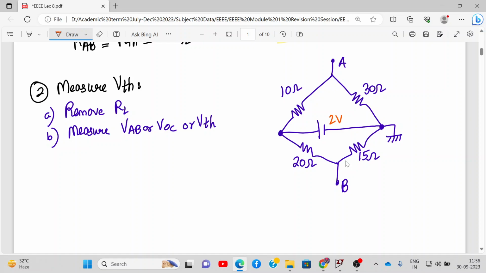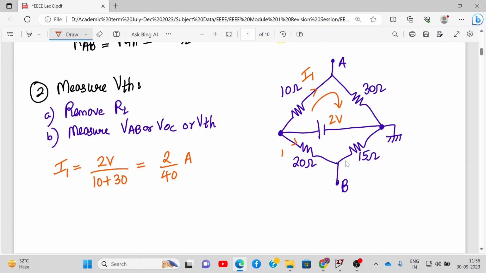Alright, so the current I1 is flowing in the network like this. So what will I1 be given by? I1 will be 2 volt divided by 10 plus 30. That will be 2 by 40 amperes.